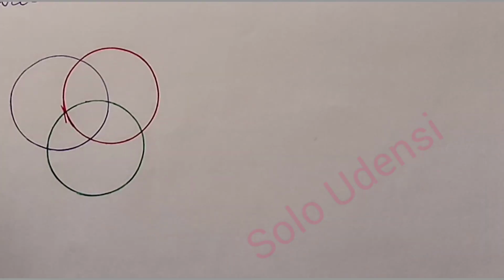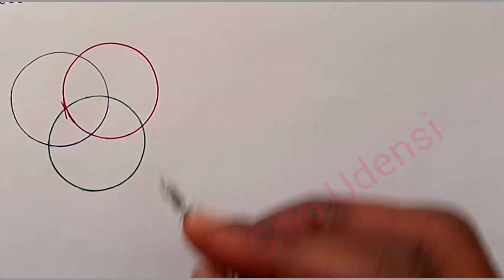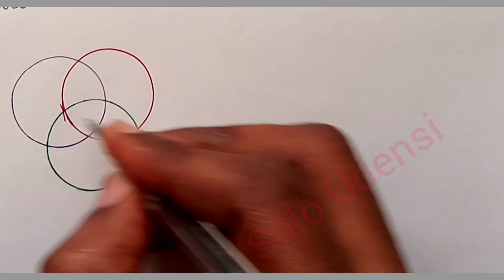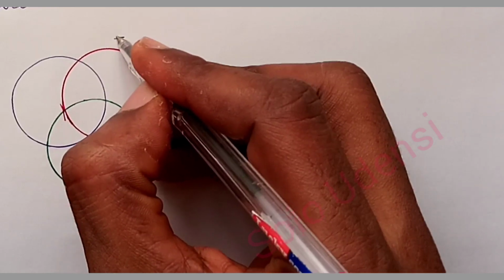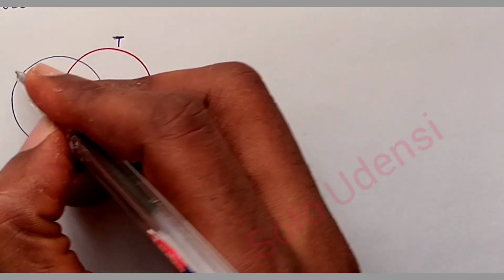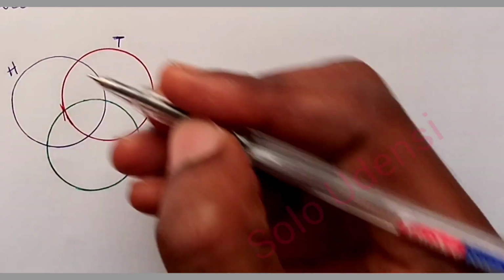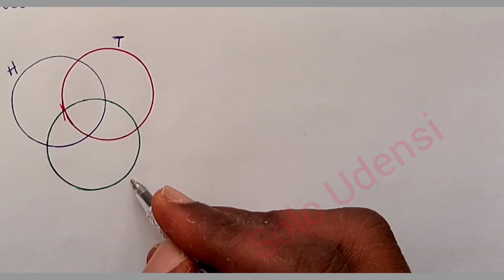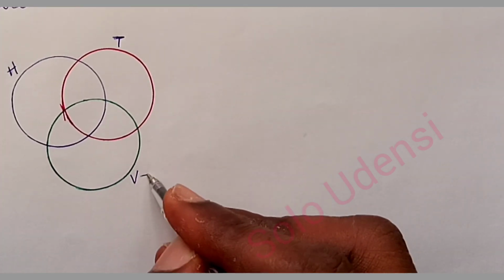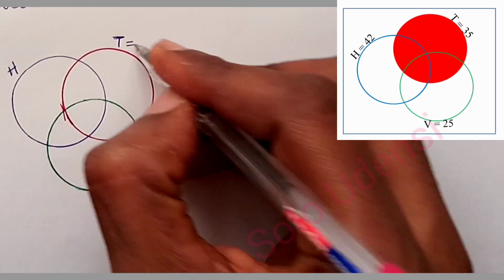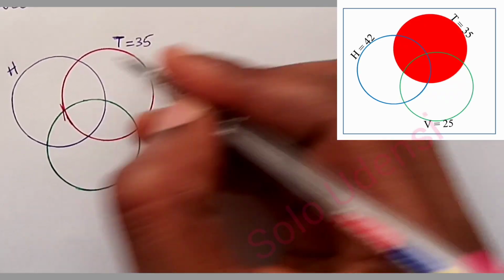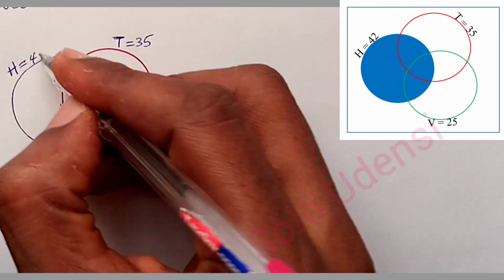So, in order to do this, we draw the three circles. Let this one be tennis, and this one handball, H, and this one volleyball, V. So volleyball is 25, tennis is 35, and handball is 42.